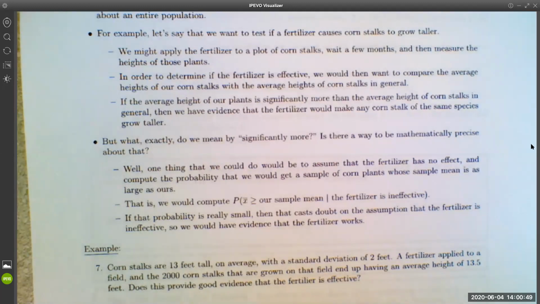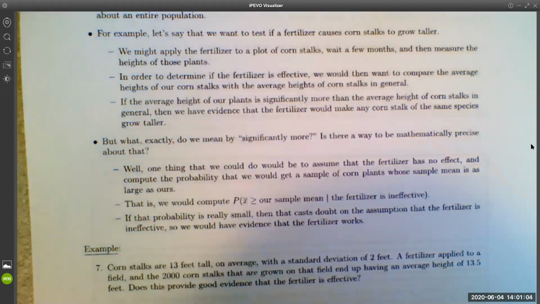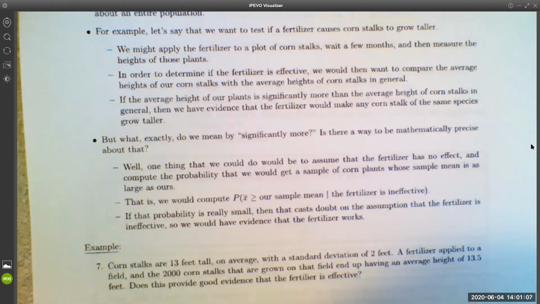Could it just be that, that particular year, the conditions were just right to make the corn grow a little bit taller than average or whatever, right? Like what do we mean exactly by significantly more? Is there a way to be mathematically precise about it? And the answer is yes.